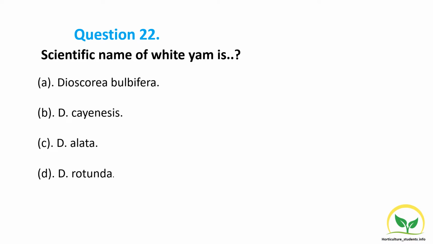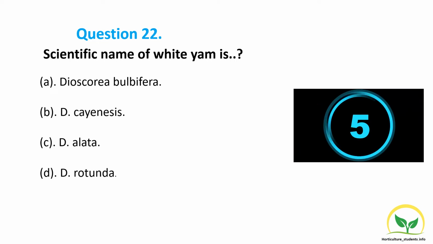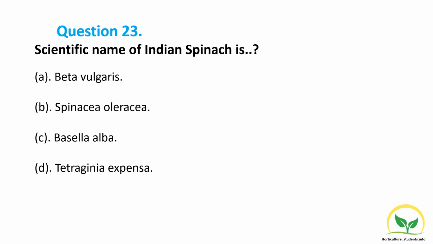Question 22. Scientific name of white yam is: A. Dioscorea bulbifera, B. Dioscorea esculenta, C. Dioscorea alata, D. Dioscorea rotundata. Answer: D. Dioscorea rotundata.